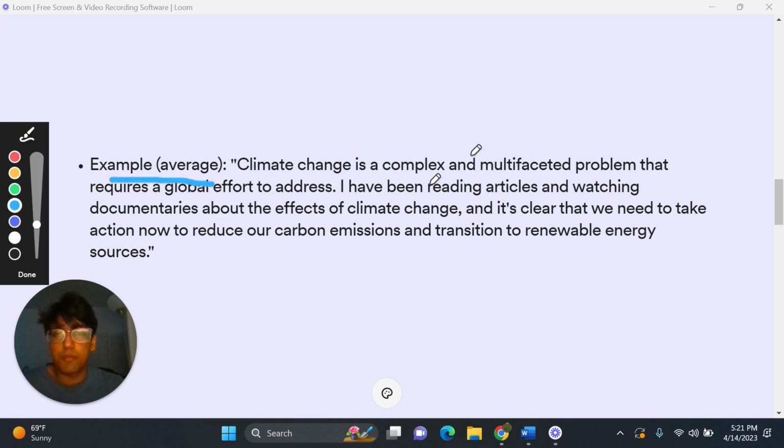The average example of the problem statement is: climate change is a complex and multifaceted problem that requires global efforts to address. I've been reading articles and watching documentaries about the effects of climate change, and it's clear that we need to take action now to reduce our carbon emissions and transition to renewable energy sources. So this is, again, not a terrible essay. It's just an average essay because they're not really defining the problem very well. They actually say that it's complex and multifaceted. So they're not exactly explaining what they would do. They're being pretty vague about what solutions require. They haven't really taken any active effort to change anything.